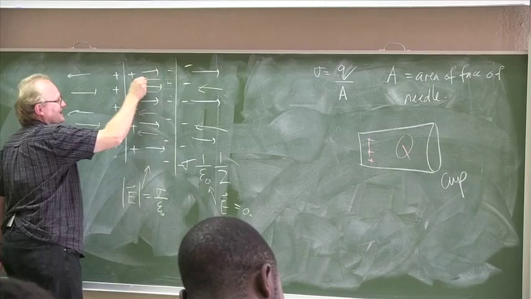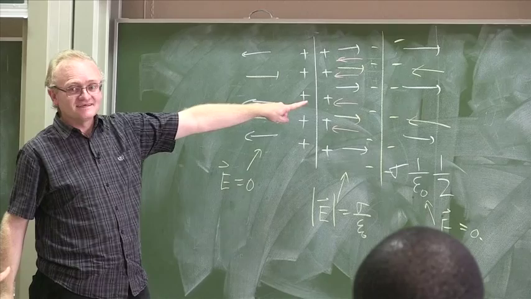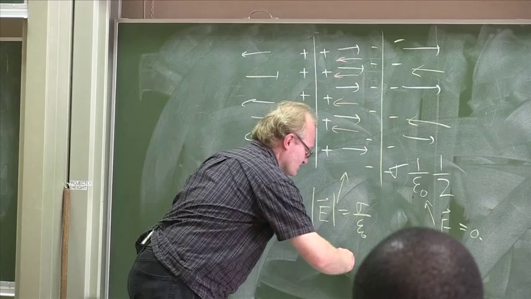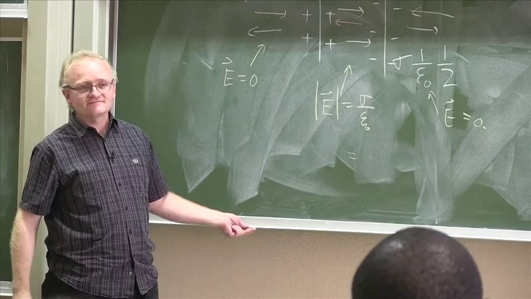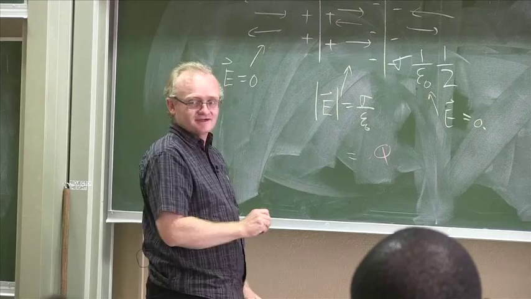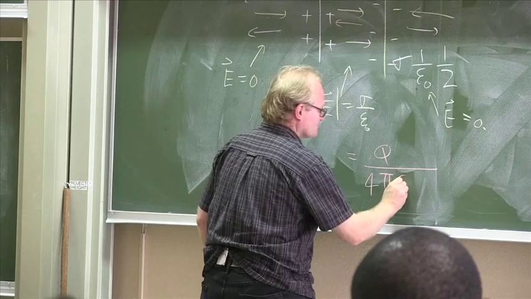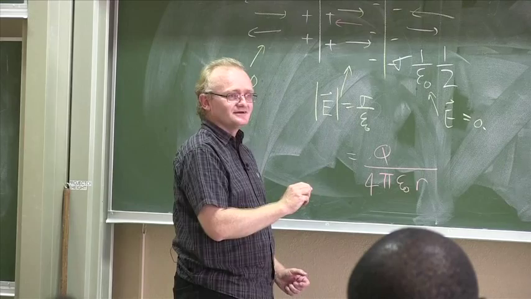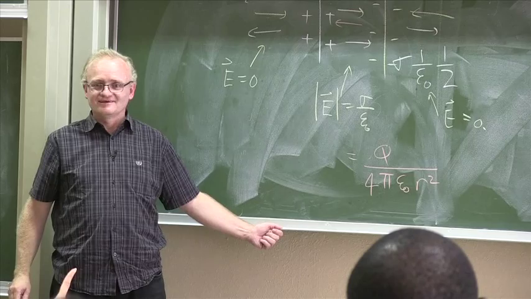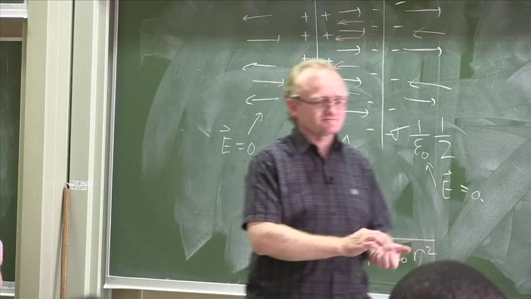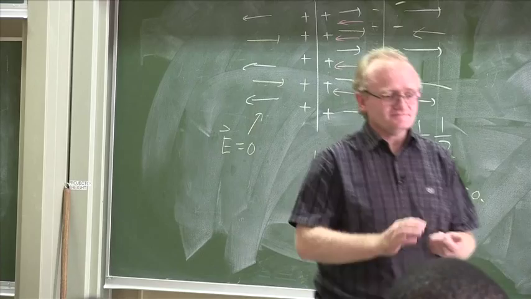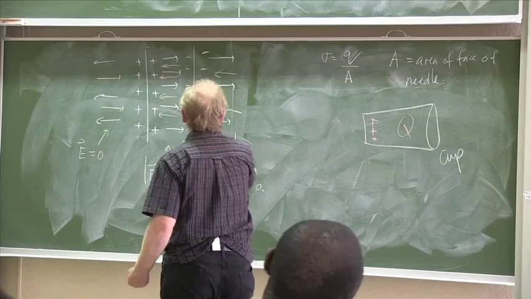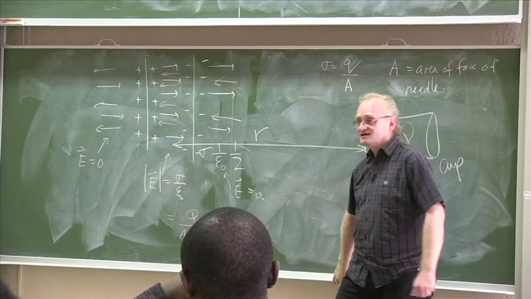What strength is this electric field? Sigma over epsilon naught. Good. Now, can you tell it to me based on the charge of the cup? Q over 4 pi epsilon naught R squared. Good. What is R? The distance between the cup and the needle. Good. So that will be R. Everyone happy?